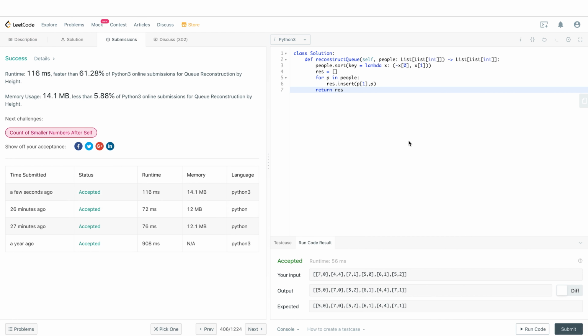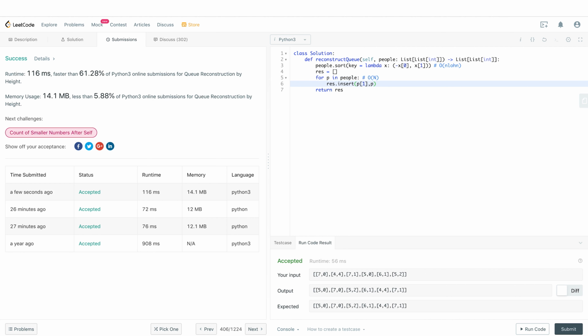So what would be the time complexity of this? Well, because of the sorting, this takes O of n log n. So sorting is n log n, right? And then insertion sort, it's kind of like insertion sort. This takes n squared. Why? Because for p in people, that is a linear thing. So this is O of n.